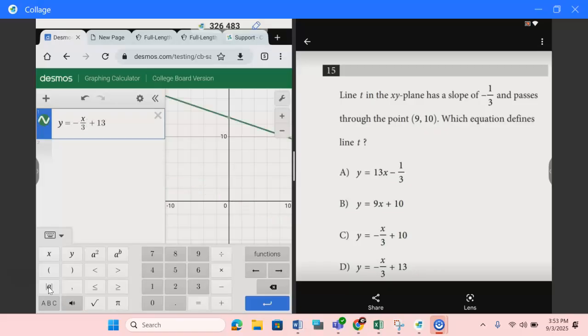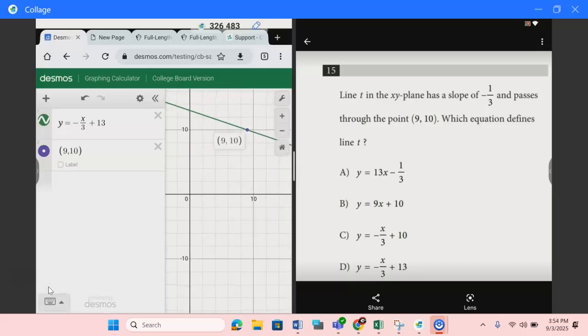And there we go. And you might say, well, what does that do? Well, if I put the point (9, 10) in here, then that point should be on the line. There it is. And you can count the slope, down 1 block over 3 blocks, if you so choose. But the correct answer is D.